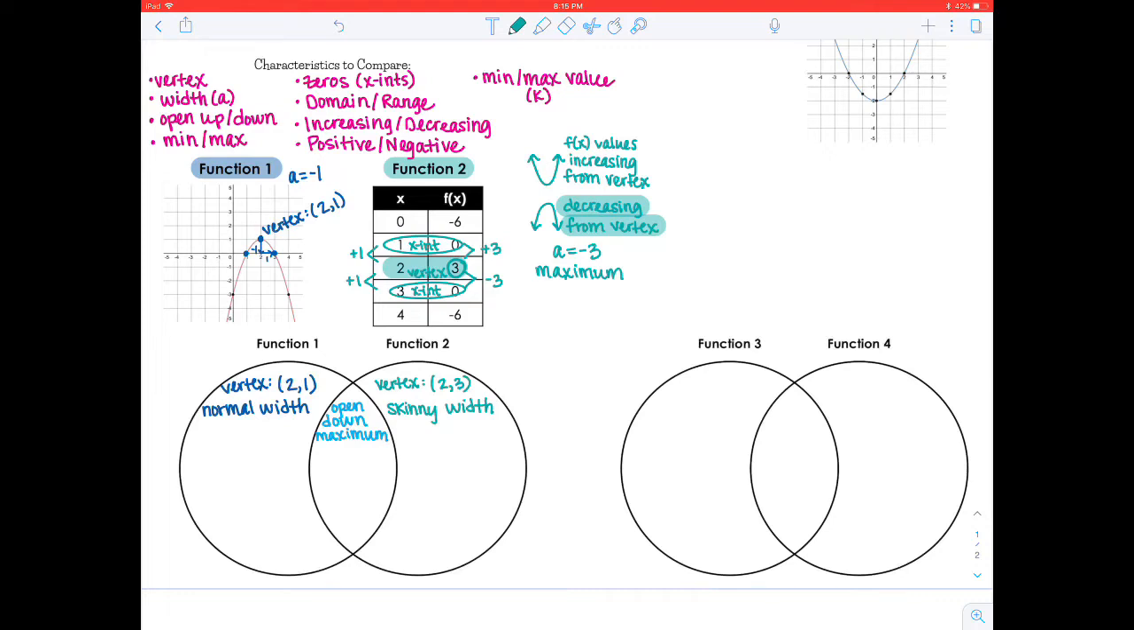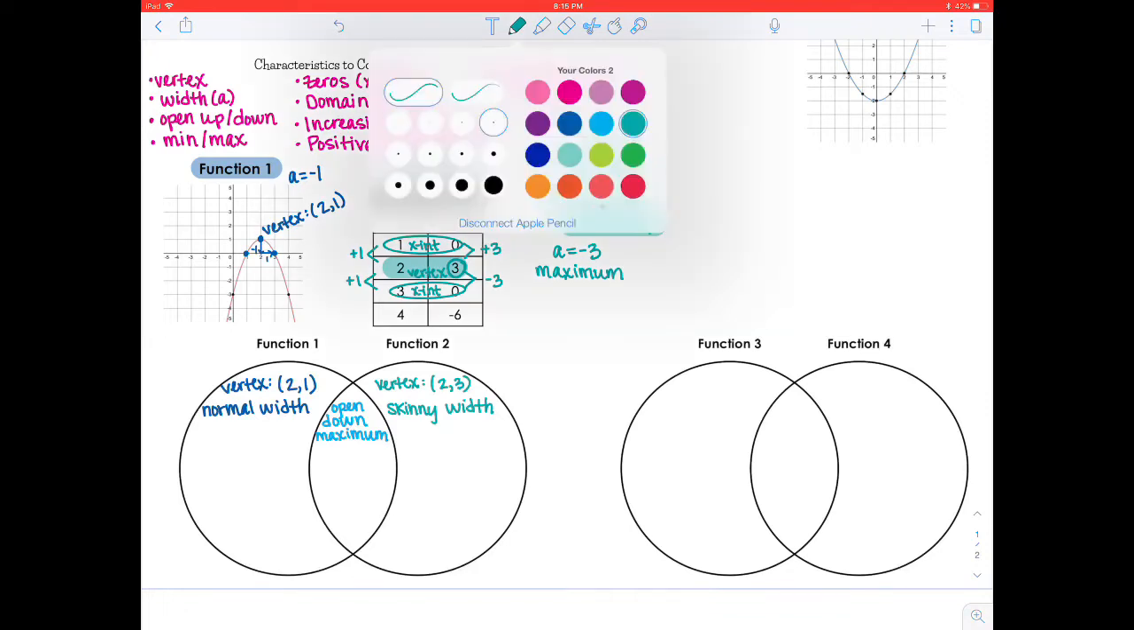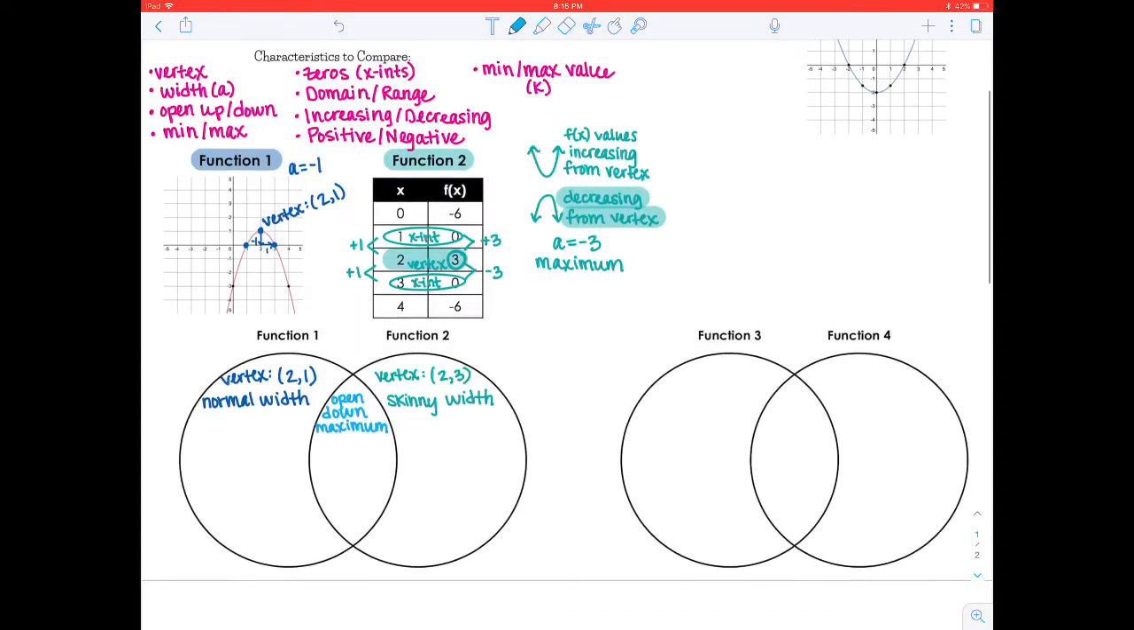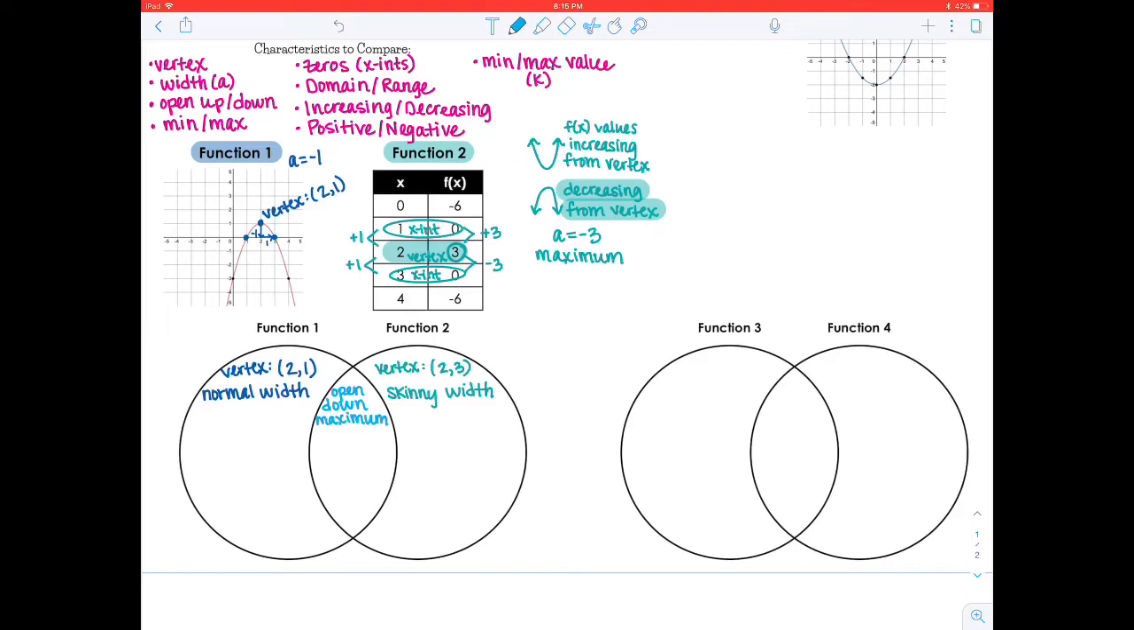Now our x-intercepts on function 1 are also 1, 0, and 3, 0. So they share the exact same zeros. Let's include that in our shared space here. Now it's really important when you are filling out your Venn diagram that you be specific. Don't just tell me that they have the same zeros. Actually tell me what they are. So we're going to list them. 1, 0 and 3, 0. Okay.